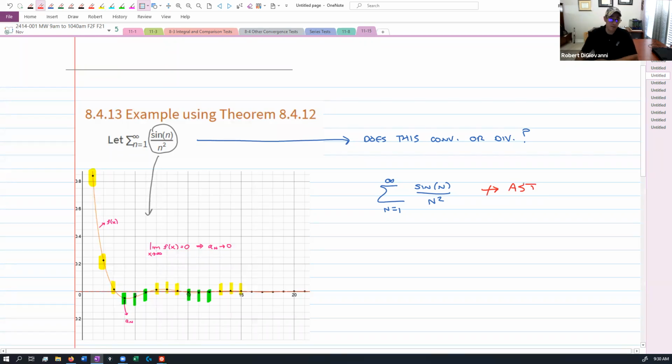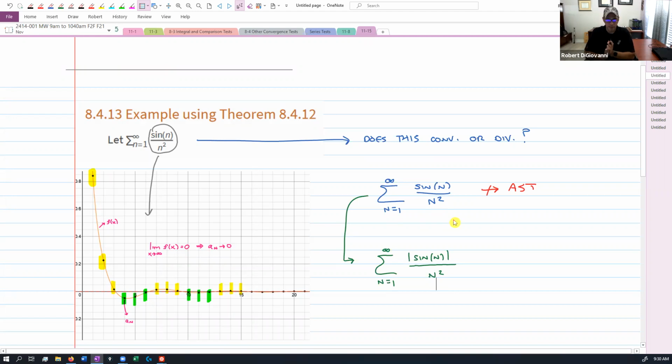But what I can do is try this new idea of absolute convergence. So let's take a look at the sum as n equals 1 to infinity of the absolute value of sine of n over n squared. I did not do the absolute value on the bottom because n squared is going to be positive no matter what. Y'all understand what I'm doing?